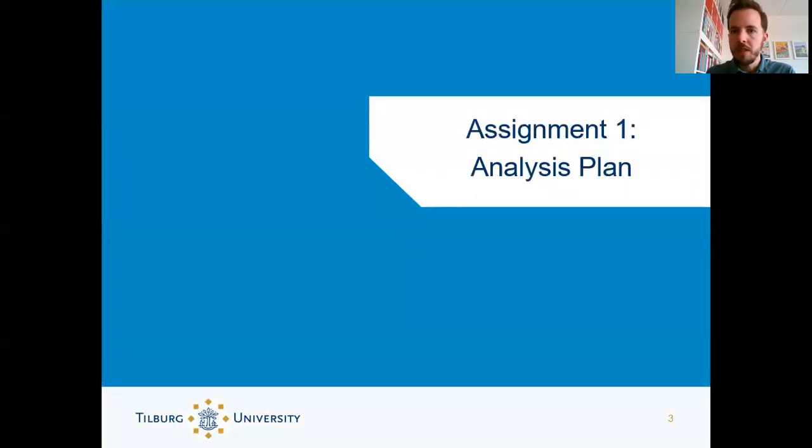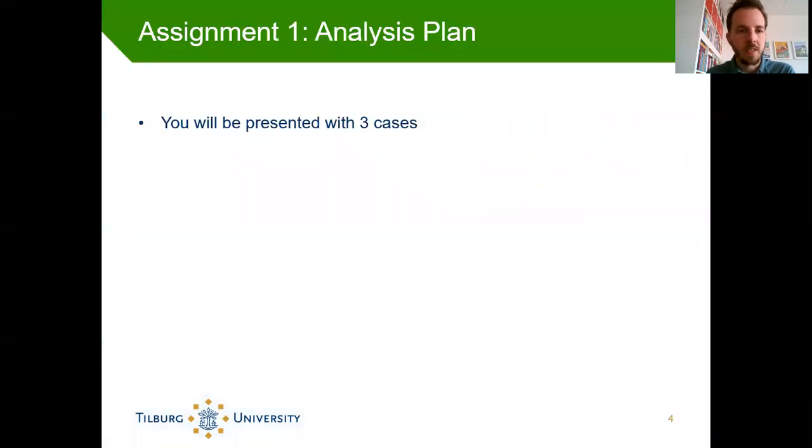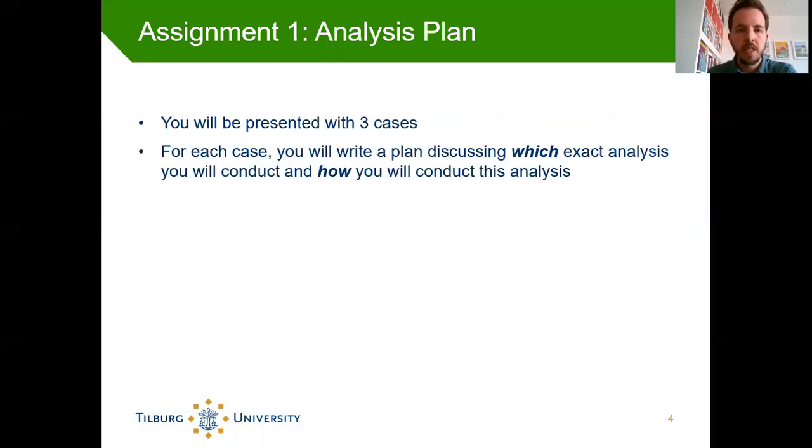All right, so let's briefly first speak about this first assignment. So it's called assignment 1 because it counts for your final grade. And it's called the analysis plan. So basically what you will do is you will write an analysis plan 3 times for 3 different cases and hand this in. So you'll be presented in text with 3 different cases, so 3 different case studies. And for each case, you're going to write a plan discussing exactly which analysis you would conduct, analyzing those data, and how you would do it.